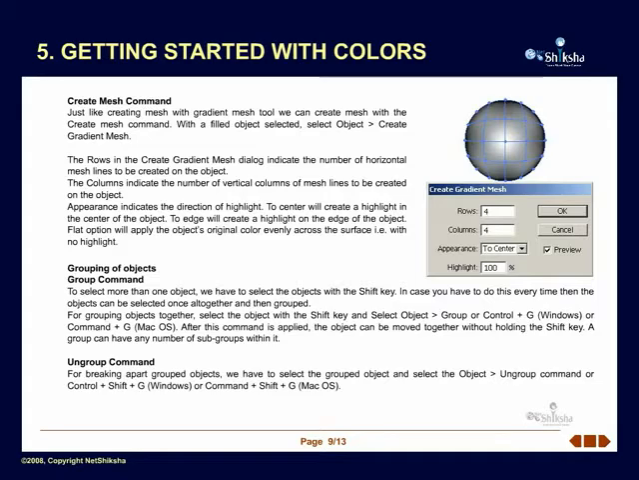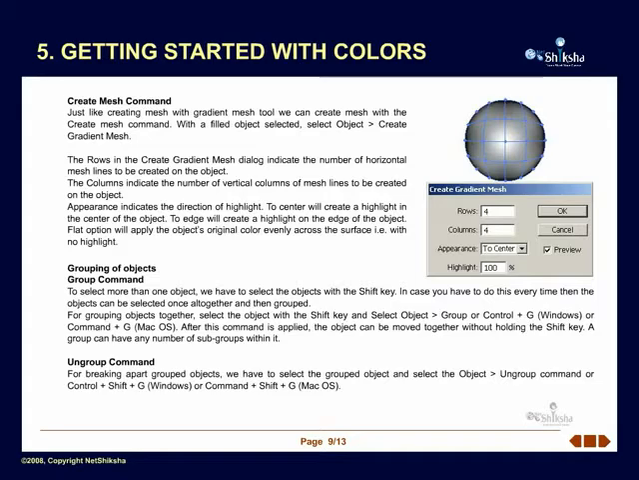To Center will create a highlight in the center of the object. To Edge will create a highlight on the edge of the object. The Flat option will apply the object's original color evenly across the surface, that is, with no highlight.